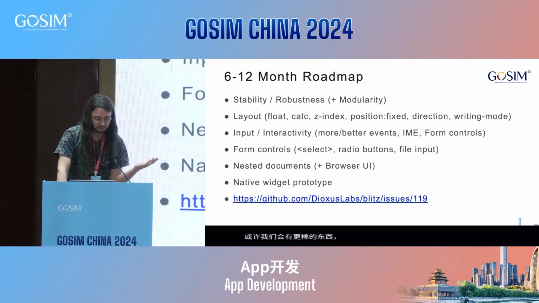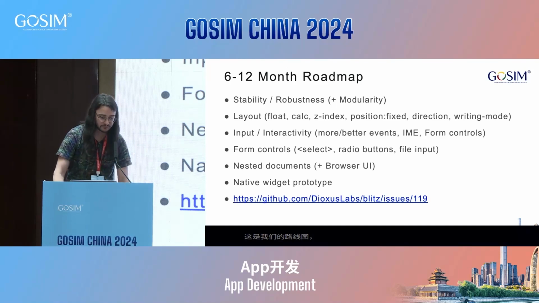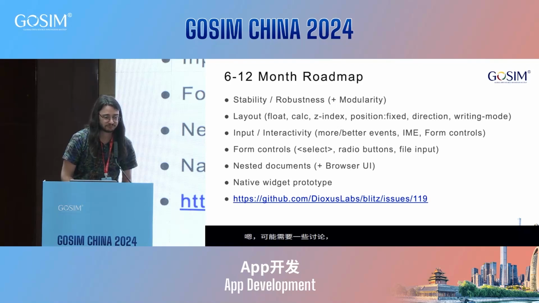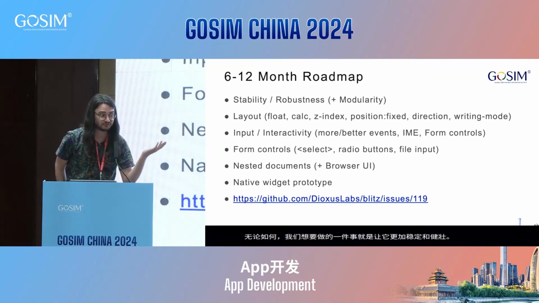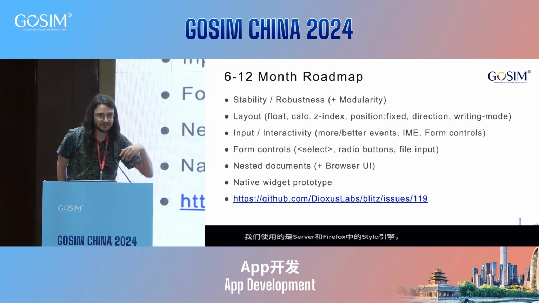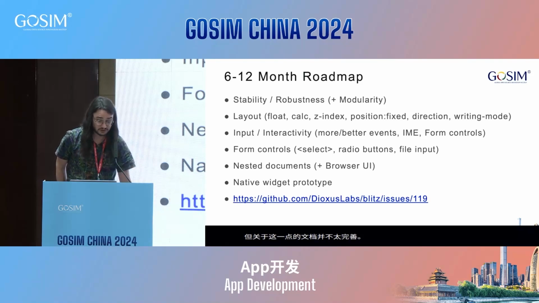So one of the things we want to do is just make it more stable and robust. We're using the Stylo engine from Servo and Firefox, but that's not very well documented. So when you change and update the DOM, we need to make sure that that's actually reflected in what you see. There's some work that needs to be done around that.